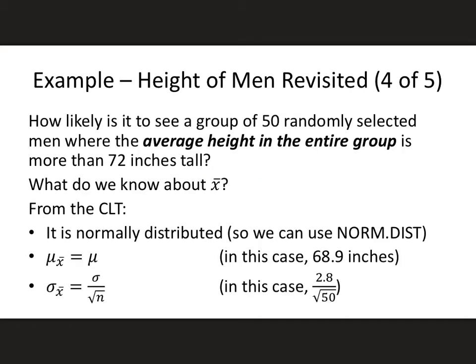So how likely is it to see a group of 50 randomly selected men where the average height in the entire group is more than 72 inches tall? So what do we know about x bar? From our central limit theorem, we know it's normally distributed, so we can use norm.dist. And remember that mu sub x bar is equal to mu, so in this case, it's 68.9 inches. Sigma sub x bar is equal to the standard deviation divided by the square root of n. Our standard deviation is 2.8 and our n is 50. So you're going to do 2.8 divided by the square root of 50.